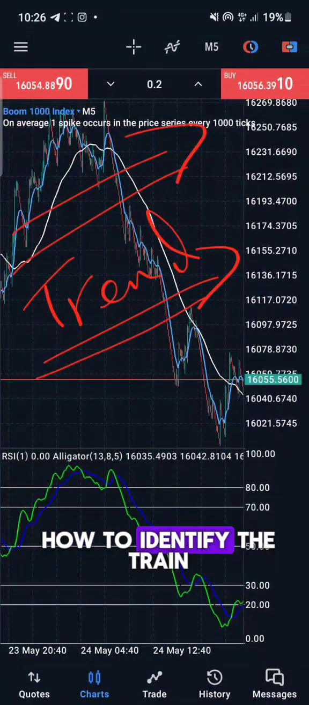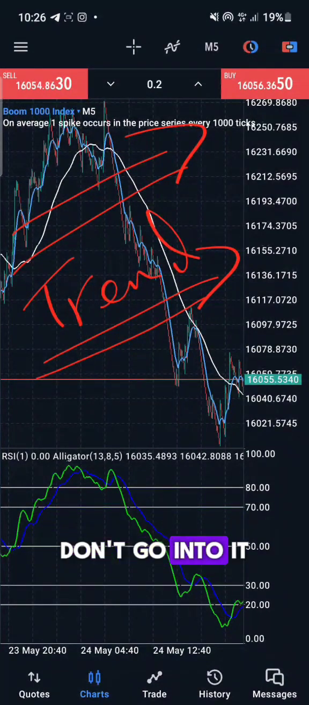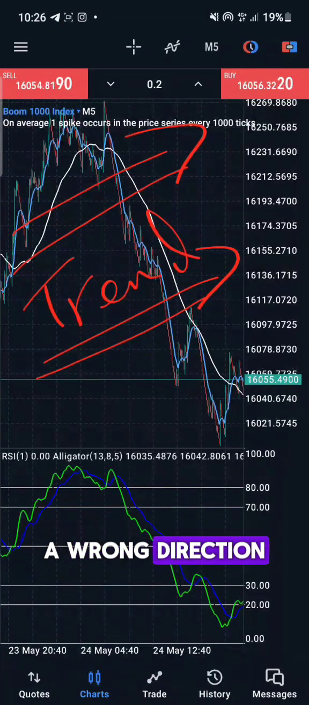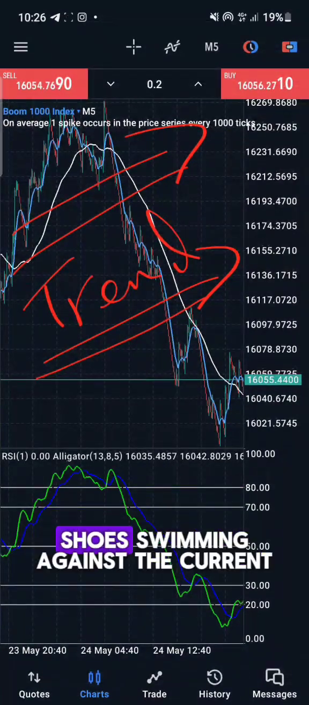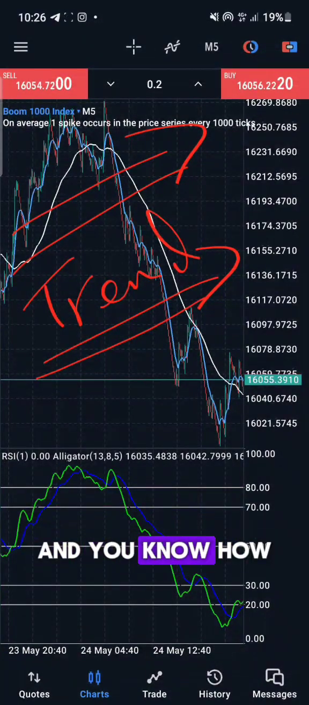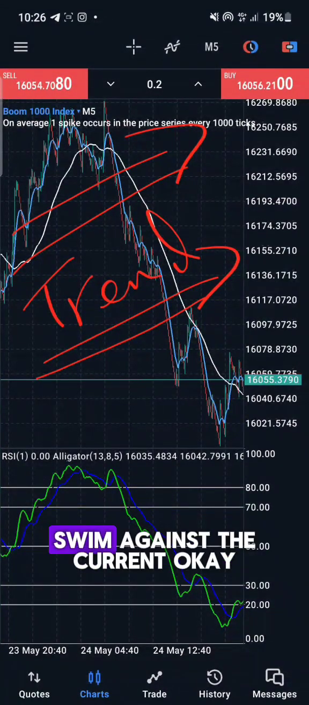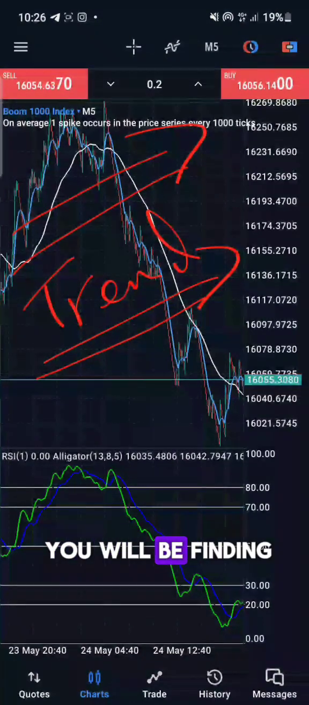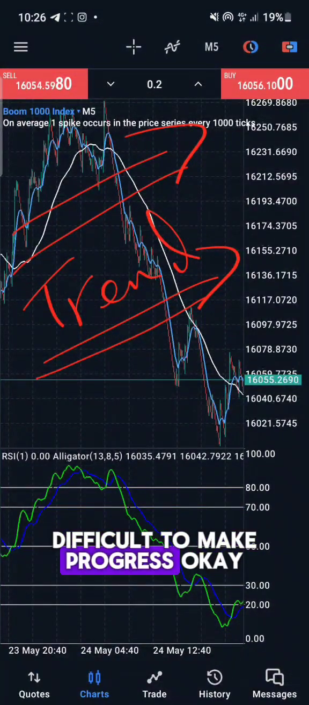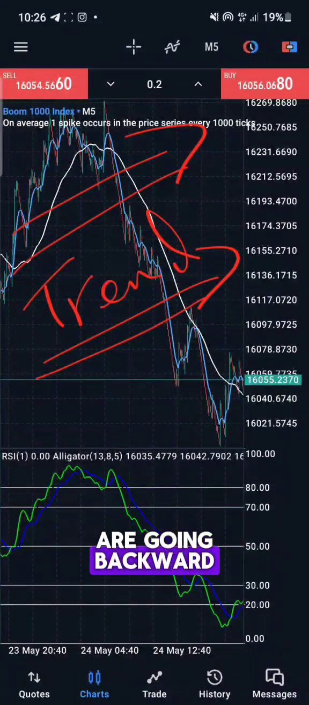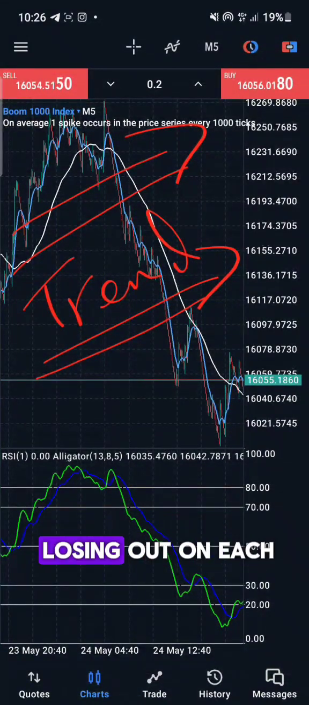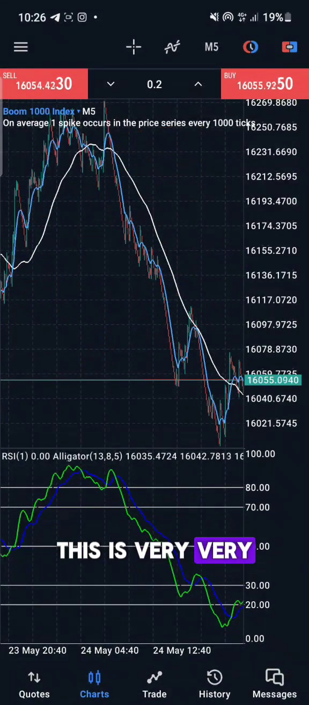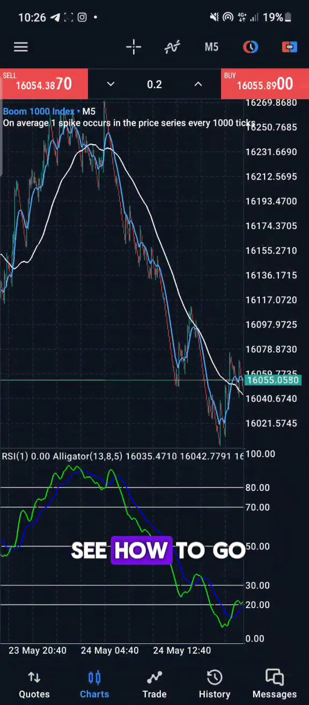If you don't know how to identify the trend, don't go into it, because if you are trading in the wrong direction, then definitely it's like you swimming against the current, and you know how it feels when you swim against the current. Okay, it means that you will be finding it difficult to make progress. It is either you are going backward or you are even losing out on it totally. Okay, so that is it. This is very important. So now let's see how to go about it.